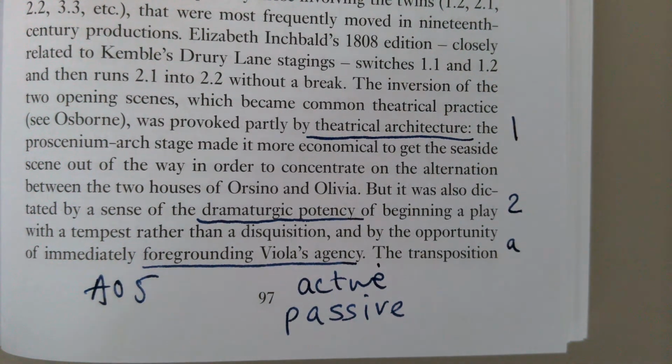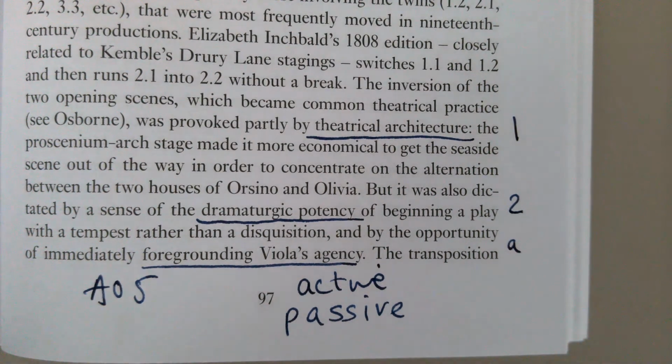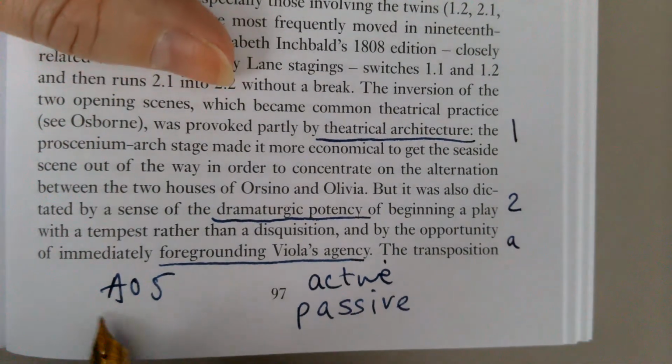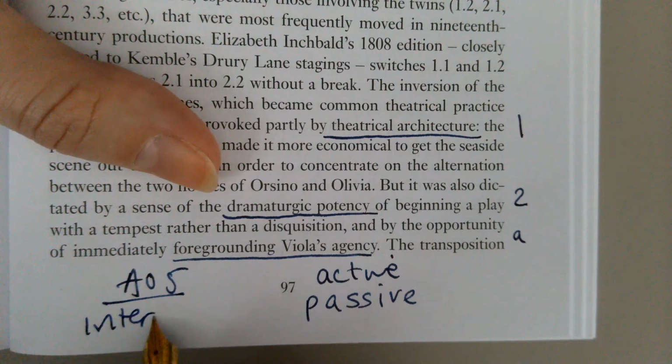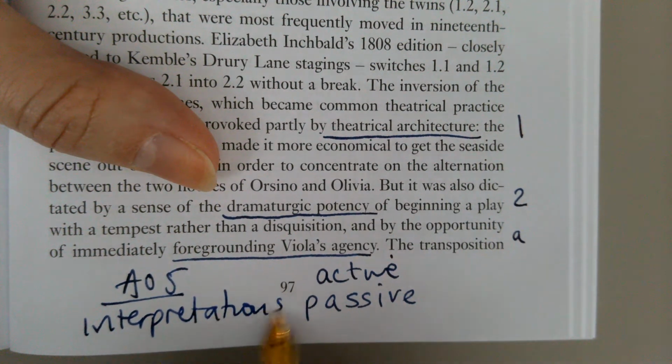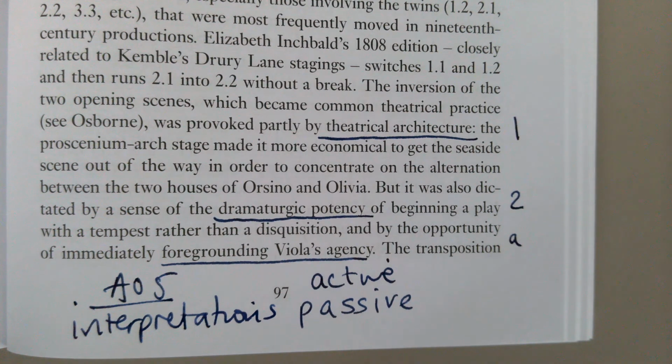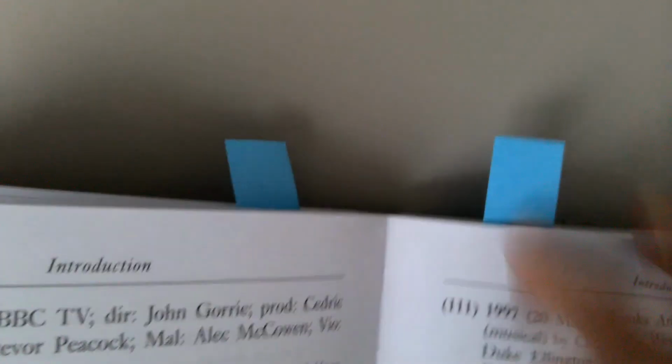So if we open the play with Viola speaking the first words instead of Orsino, we're perhaps signalling something about Viola. So in terms of AO5, that means interpretations. So we're just thinking about the different ways that this play can be performed. Okay, so I think that is a nice introduction for us to Viola.